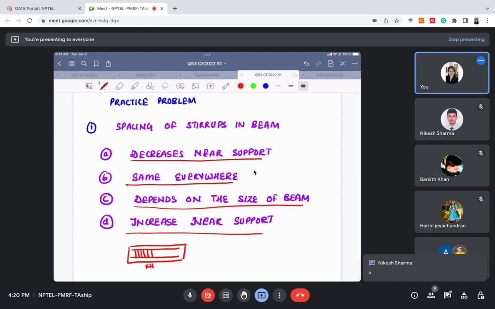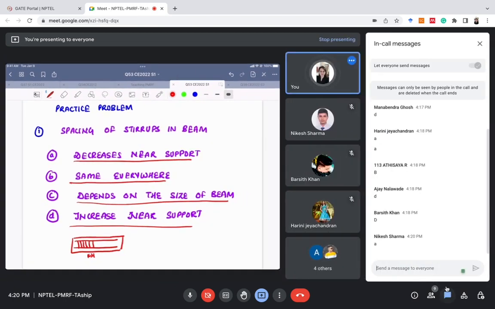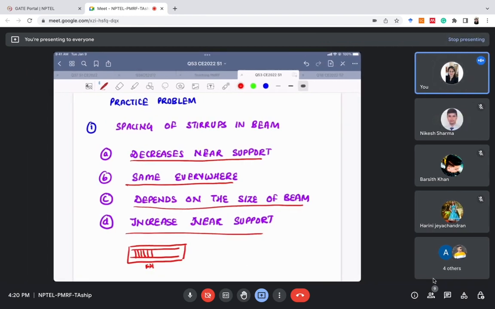You can maybe just guess, you can all write your opinion in the comment. We are not judging anybody. Anyone else? Harini? Harini is saying C, and others I can't see on the screen. Just a guess, maybe we'll check. We are not judging anybody here.